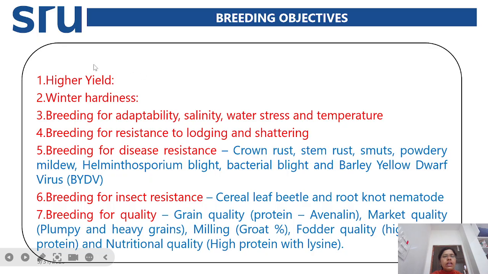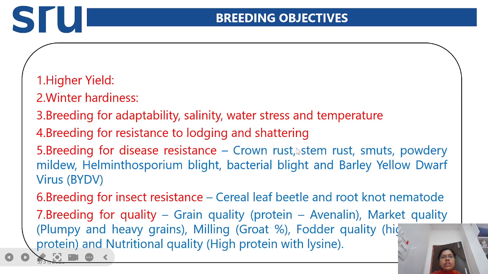In each and every breeding objective, the yield is the most important objective, and next is winter hardiness, and the third one is breeding for adaptability, salinity, water stress, and temperature, and the fourth one is breeding for resistance to lodging as well as shattering, and next is breeding for disease resistance.